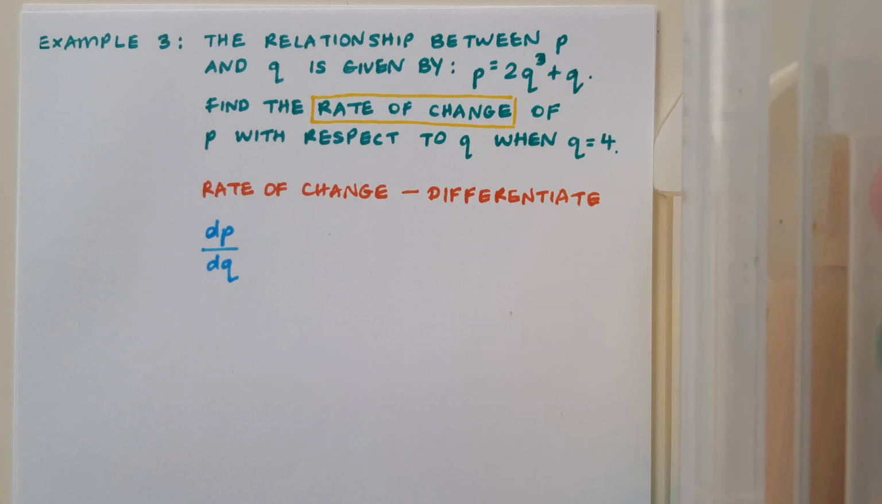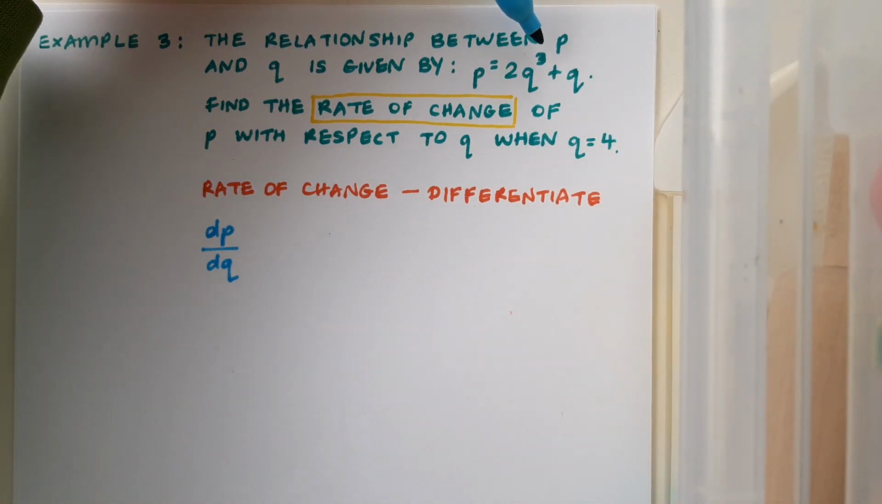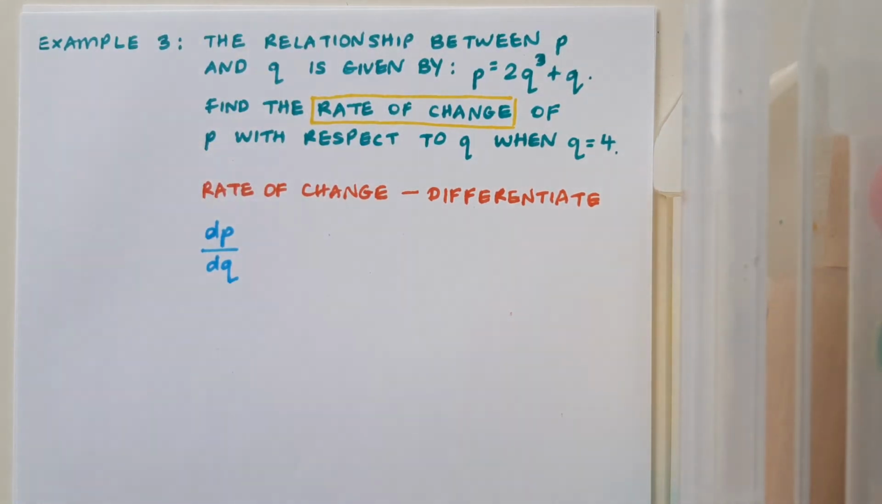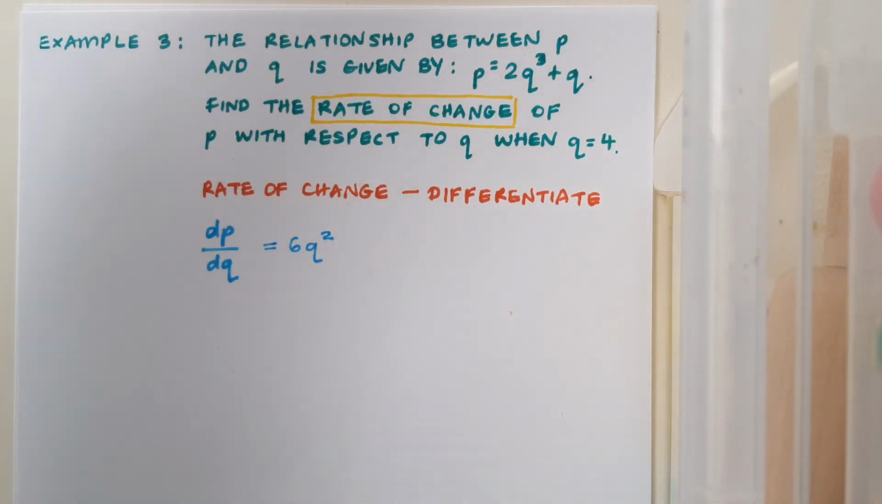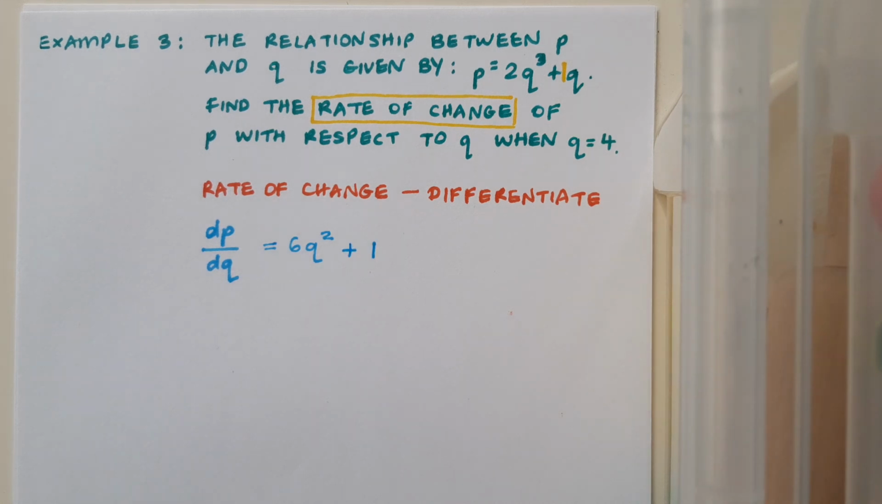So in this case, I differentiate, and 2Q cubed, of course, don't forget the power comes down in front and multiplies, and then I take 1 away from the power. So I'll get 6Q squared. And then I have to differentiate Q as well. Now don't forget this Q that I have here at the end is the same as 1Q. So when I differentiate this, I end up with just that coefficient, plus 1. So my derivative is dP/dQ equals 6Q squared plus 1.